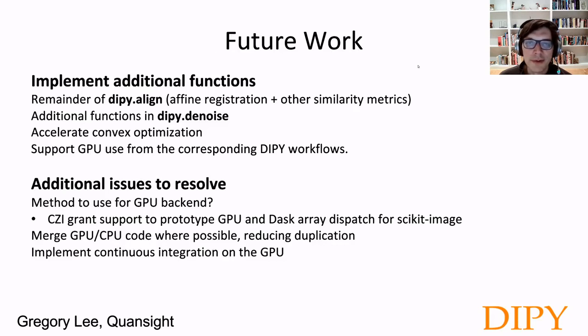Okay, so for future work, there's always additional functions we'd like to implement. One I would like to see is, so this showed the non-rigid stage, but I haven't converted the linear registration portion over to the GPU. So the normalized mutual information metric and the functions used for that linear case would be a good complement. So we normally want to do some initial linear affine alignment prior to applying the non-rigid registration. There's a number of other functions in DIPY denoise that should be fairly straightforward to convert to the GPU.